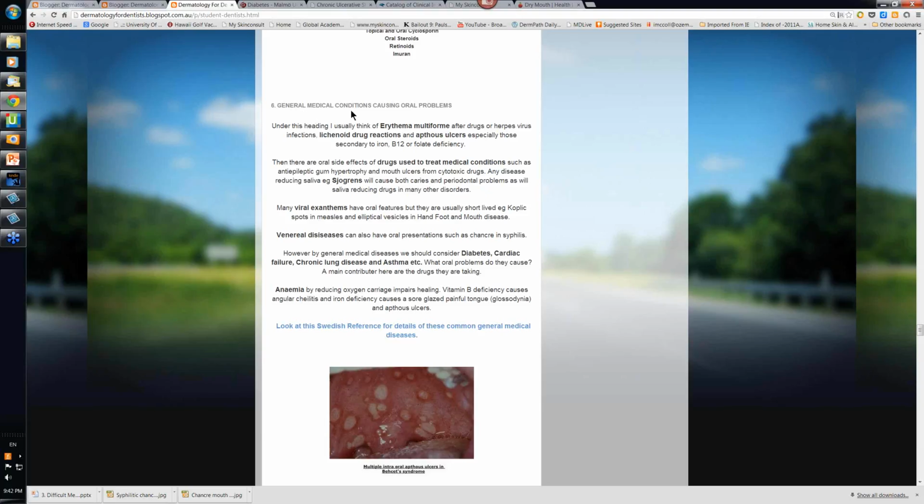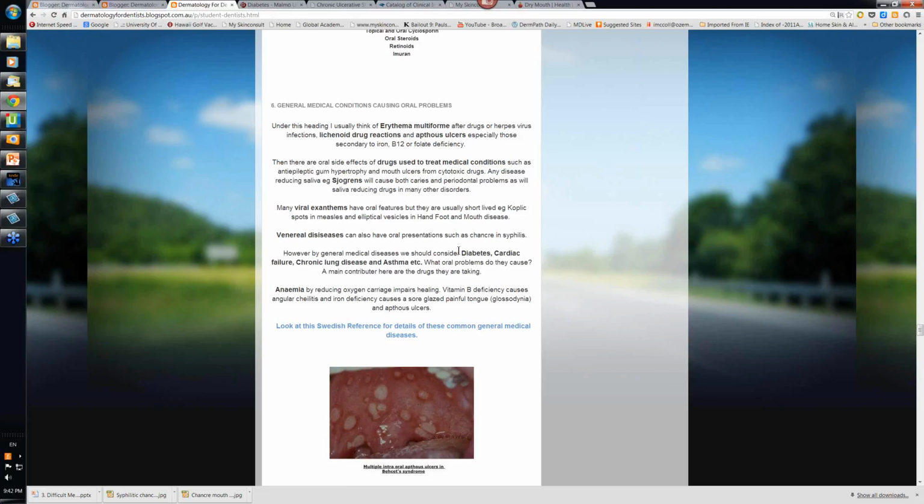I think if you're asked a question like this in an exam, the conditions they're really going to be talking about are these ones down here: diabetes, cardiac disease, chronic lung disease, asthma. And they're really wanting to know what oral problems they cause.